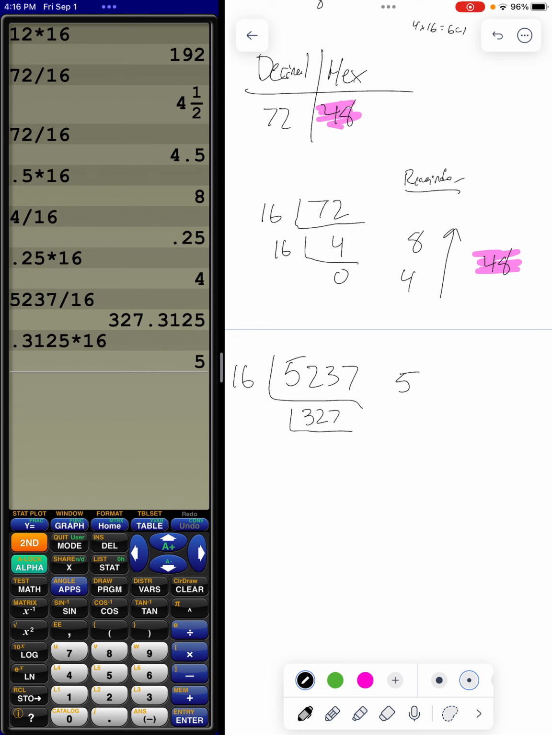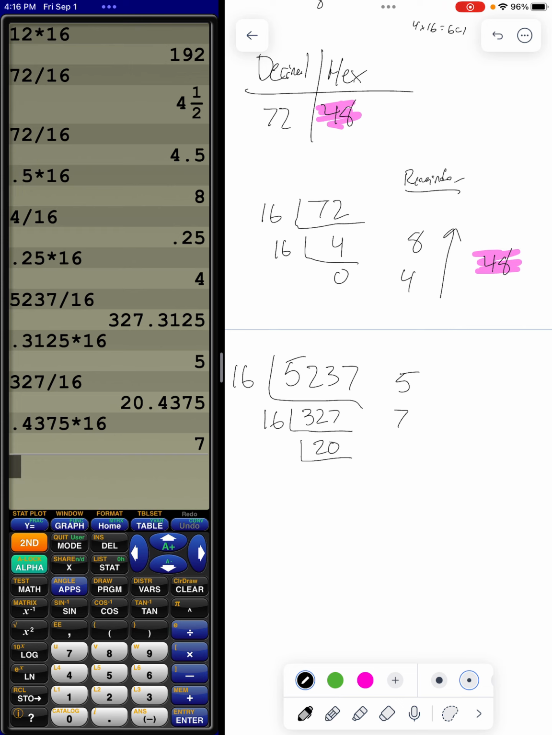And we do it again, 327 over 16 is 20 and a decimal. So I've got to find that remainder, 0.4375 times 16 is 7. By the way, these decimals can get weird, but you'll know you're doing it right if you're getting whole numbers. They should all be whole numbers because it's a remainder. If you're not getting a whole number, you may have typed something in wrong.